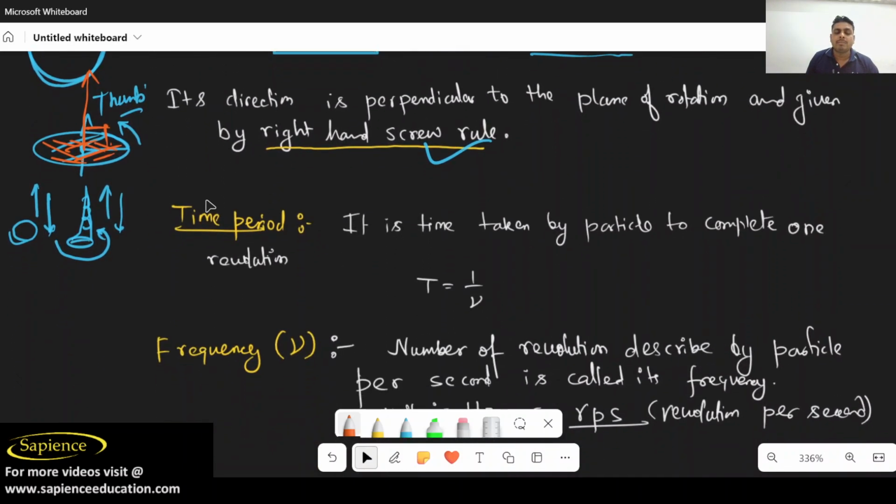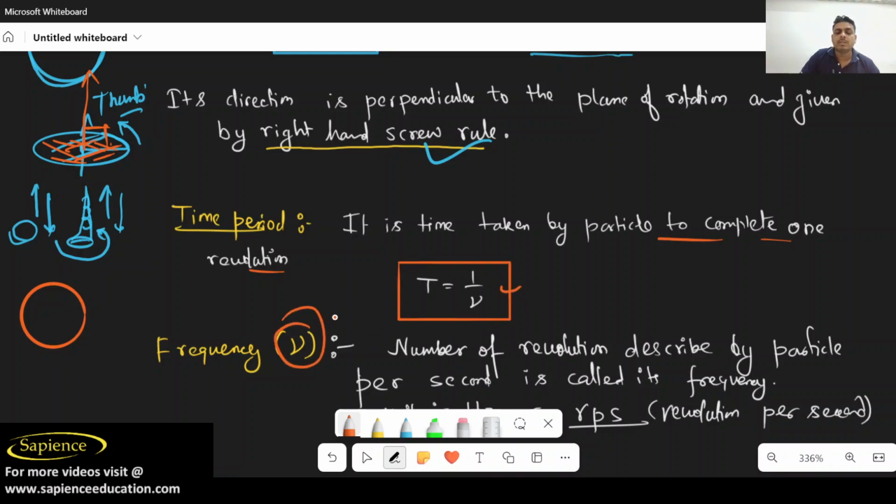Now the next topic is time period. Okay, what is time period? It is the time taken by a particle to complete one revolution. When it revolves one time, that is your time period. So time period can be considered as the inverse of frequency, where f is the frequency.